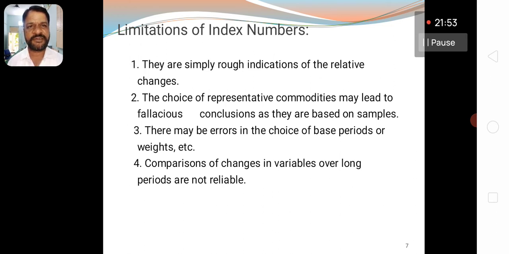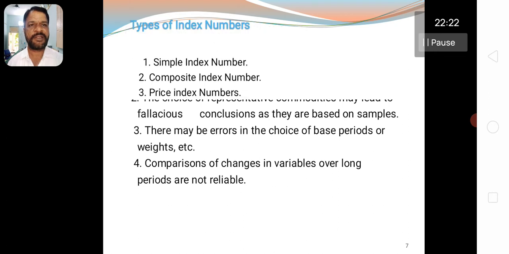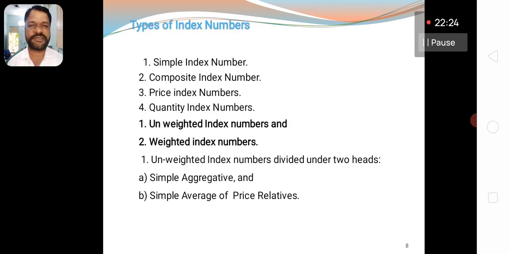The question that arises is whether more weight should be given to food, shelter, or education. In this regard, care should be taken at the time of weighing the various commodities. The fourth point is that a comparison of changes in variables over a long period is not reliable. Changes are quite common, and over a long period, prices can also change.